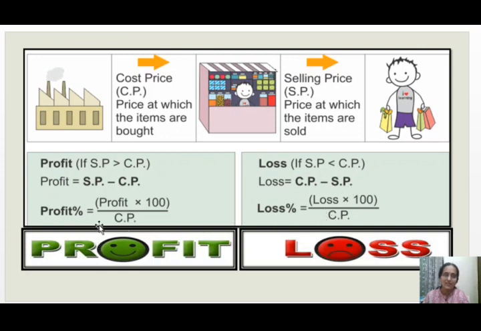Profit percent. How will profit percent be calculated? The profit, whatever you have gained over the cost price, multiplied by 100, you will get the profit percent. How will you calculate loss percent? The loss amount over cost price, multiplied by 100, you will get loss percent.